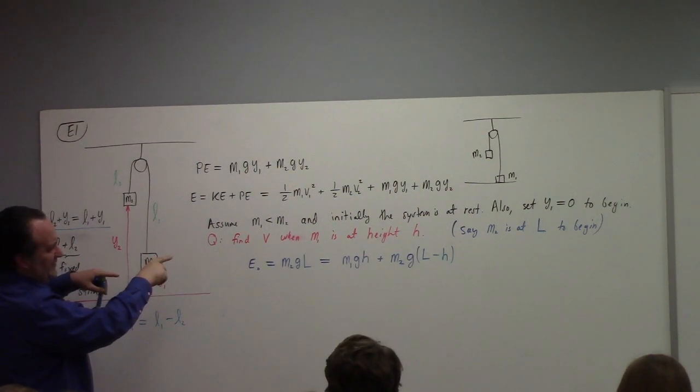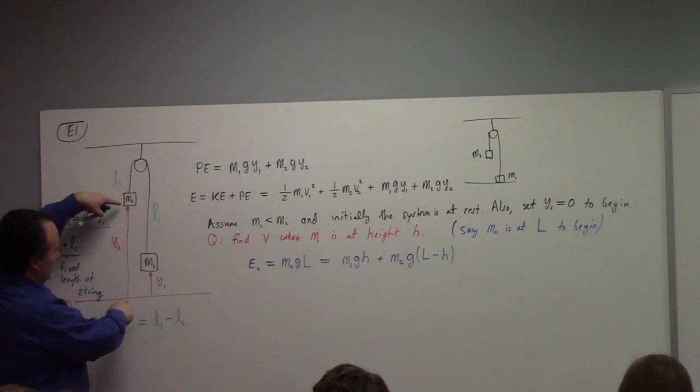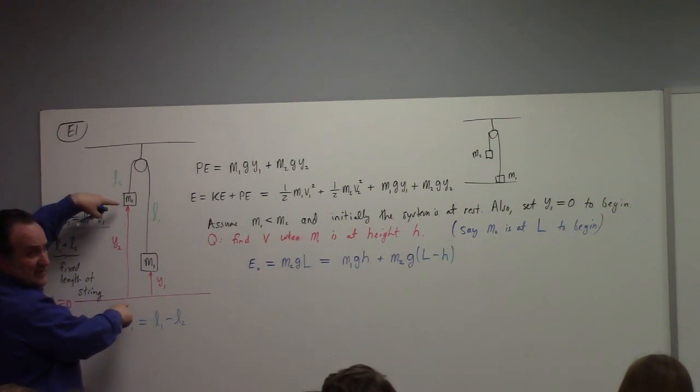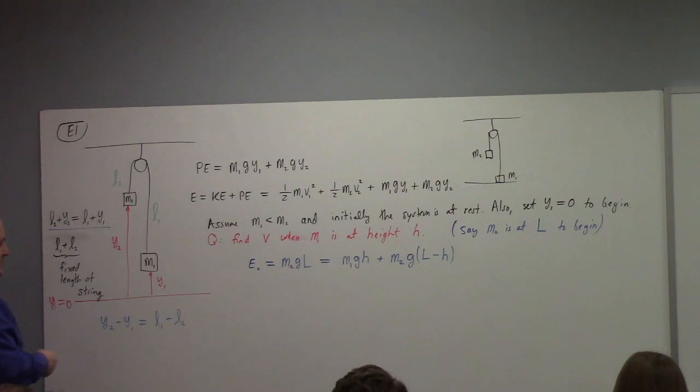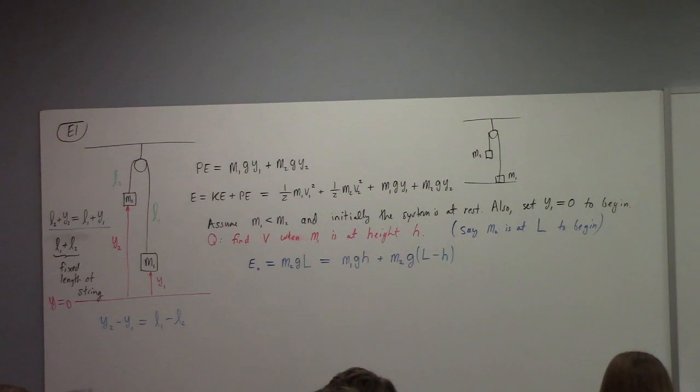As I've said it here, big L is what? It's the initial height of M2, right? That's not the length of the string. We said the mass length also, it's the height off the ground for M2. Since we set Y1 equal to 0, wouldn't what work out to be L? The length of the string. The length of the string would be L.